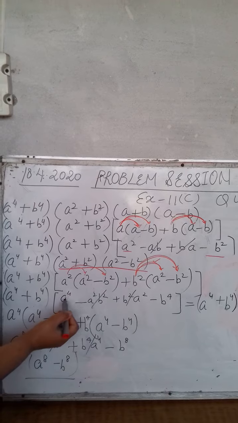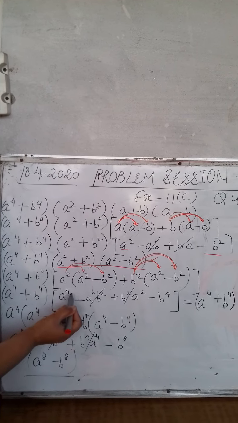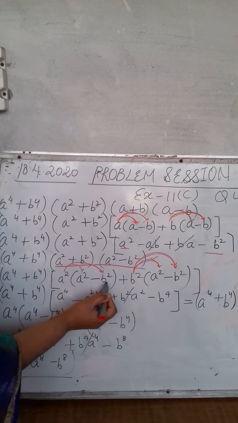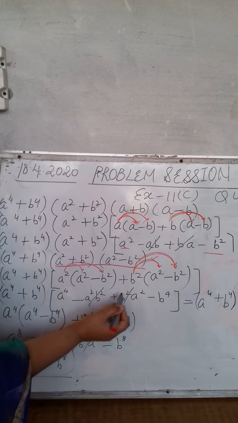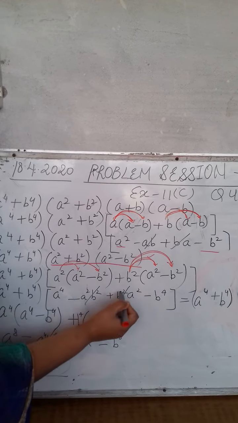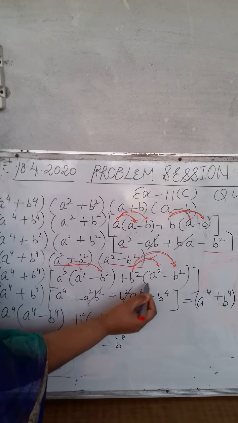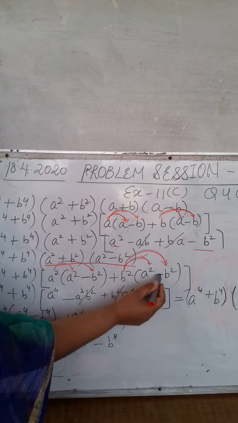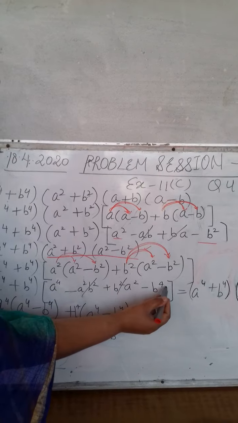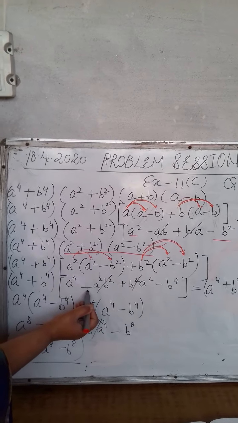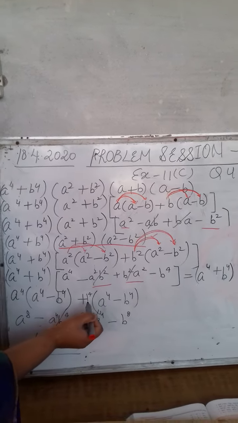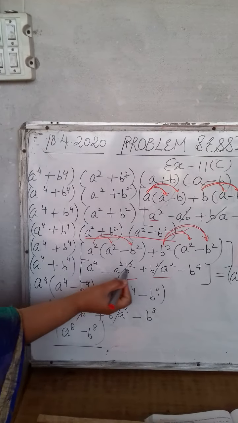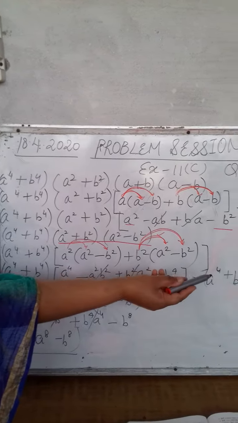Now A square into A square, A raised to the power 4. Then A square into B square, plus minus minus, A square B square. Then B square into A square, plus plus plus, B square A square. And then plus minus minus B square into B square, B to the power 4. Now this is again of minus and this is of plus and they are like terms. They will get cancelled. Now A^4 minus B^4 is left.